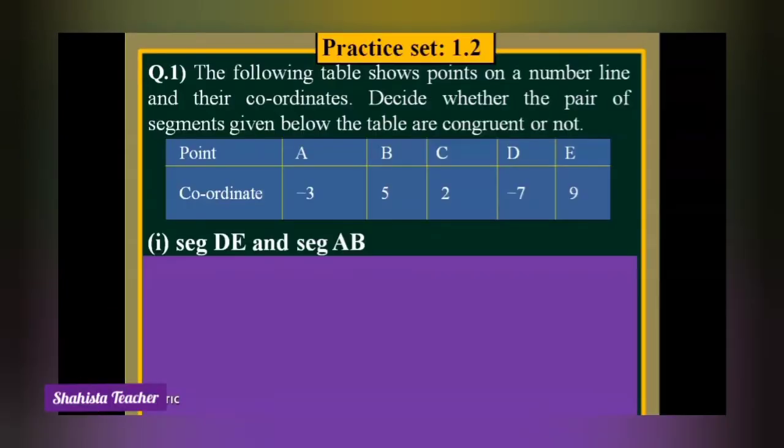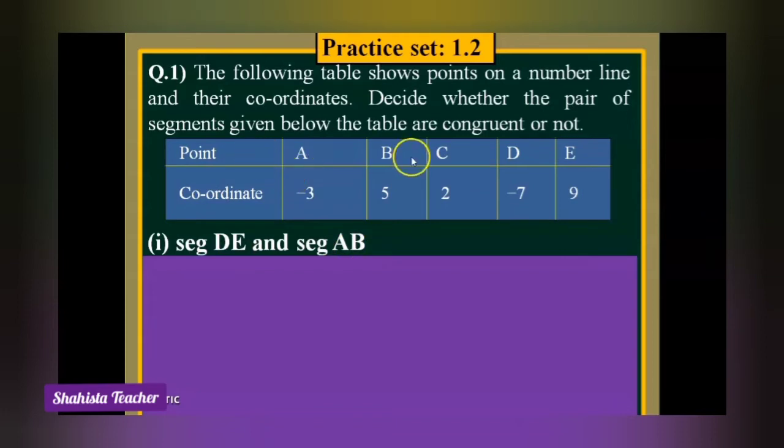Now students, on the basis of the basic concept, let's solve practice set 1.1 question number 1. Here question number 1 carries 3 sub-questions. Let's read question number 1. So here the following table shows points on a number line and their coordinates. Decide whether the pair of segments given below the table are congruent or not. So here segments are given. We have to check whether they are congruent segments or not. So here distance of DE and distance of AB we have to calculate. Segment DE means distance of DE and segment AB means distance of AB.